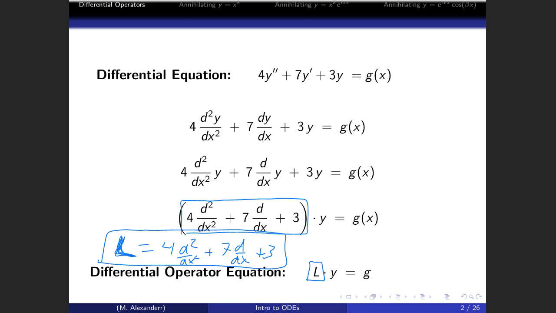Instead of writing down this lengthy 4 d squared dx squared plus 7 d dx plus 3, we sometimes give it a name, and so we just call it L. L is just the name of the set of instructions. This is us changing the original calculus equation into an operator equation. That's what we mean by changing the differential equation into an operator equation. Our focus today is going to be about this operator L.